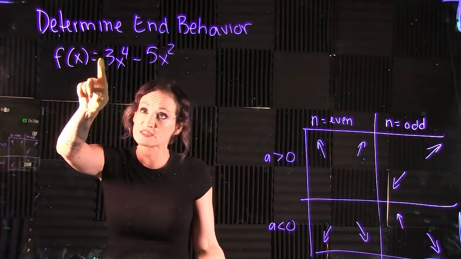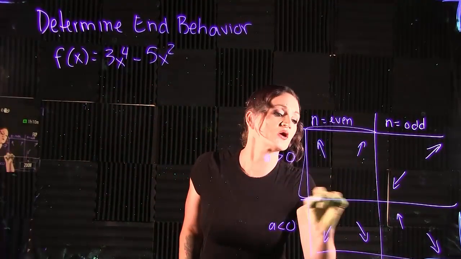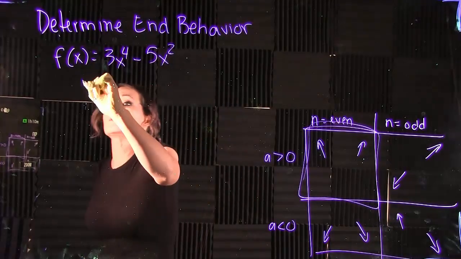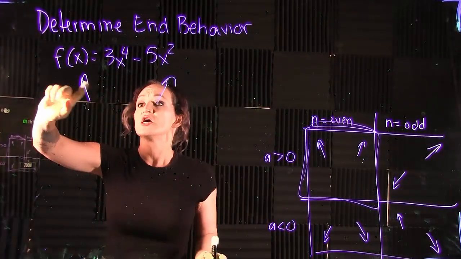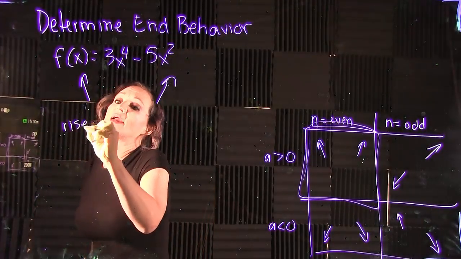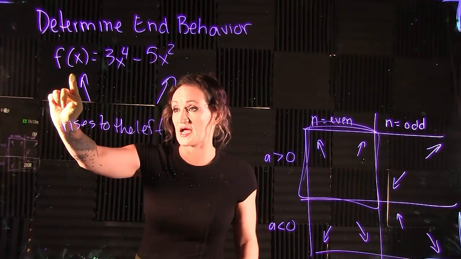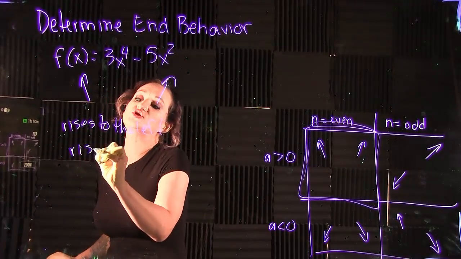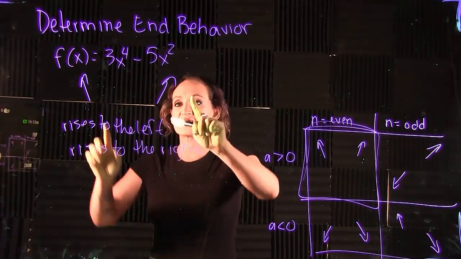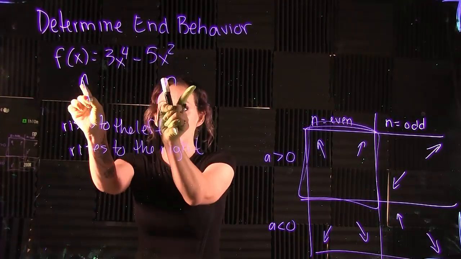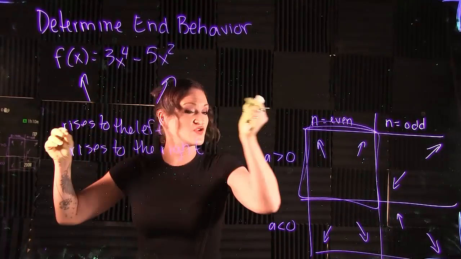Ours is positive raised to an even power. That means we are looking at this little square here, which means the end behavior of our graph looks like this. To the left, it rises to the left. It's going to shoot up on the left-hand side. It's also going to shoot up, rises to the right. It's going to shoot up on the right-hand side. If it's positive and has an even power, it's going to have this end behavior every time.